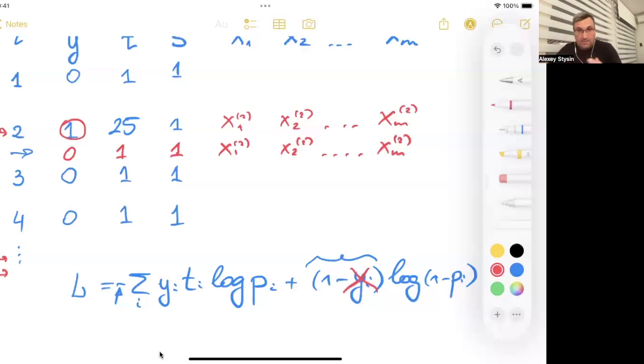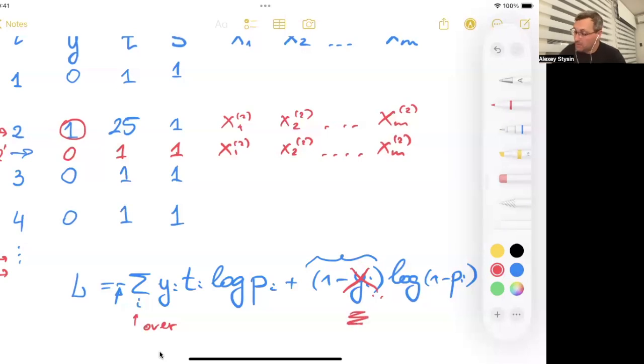This is the whole idea of the trick: to introduce the copies just to cancel the yi's here. And the sum still runs over the original examples. The sum is still over yi's. So maybe we should give this the number i prime or something like this, to see that we still keep the sum over the same number of original rows, and this copying could be simply interpreted as removing the yi from here.